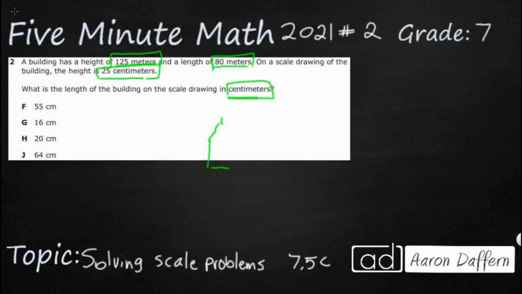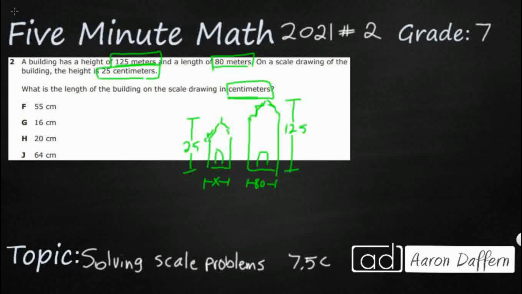Now let's go ahead and just draw an example. So here we'll just make this look like a skyscraper, and we'll say that's like the scale drawing. We'll say this is the actual building right here. So we'll put a little door down there so we know that we're dealing with buildings here. So on the actual thing, we've got 125 right there, and then we've got 80. The length of the building is really what we're looking for here. So I'll call that X. That's what we're missing here. But we know the height of the drawing here is 25. And these are centimeters and these are meters.